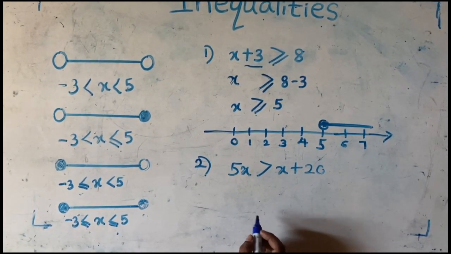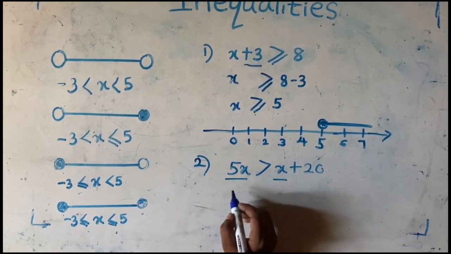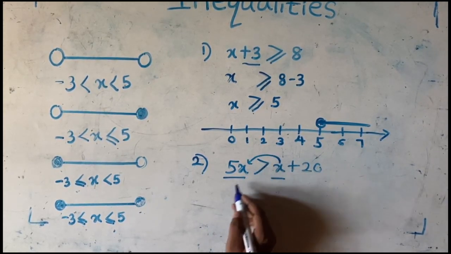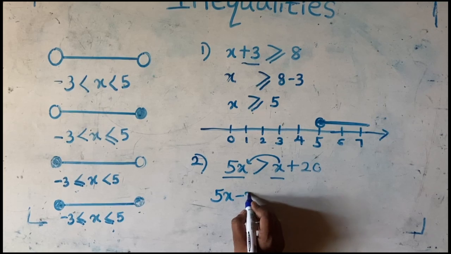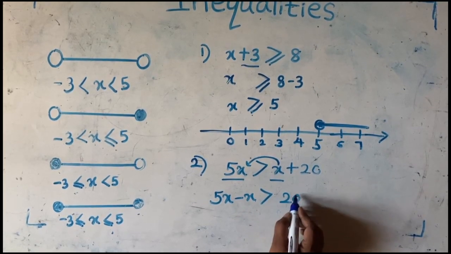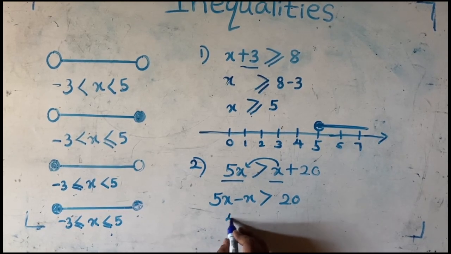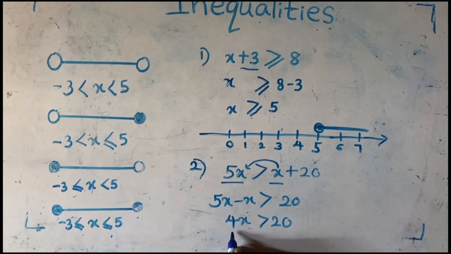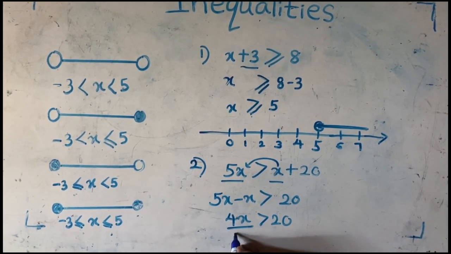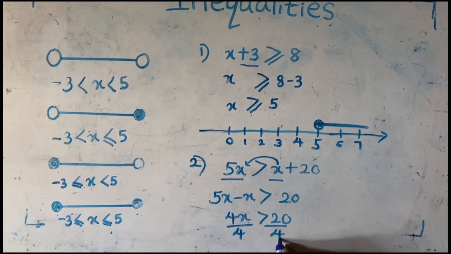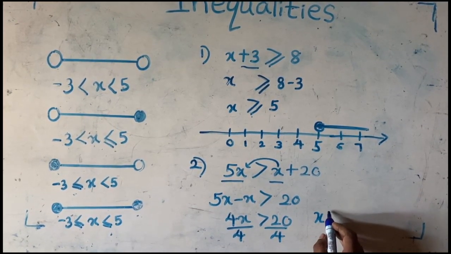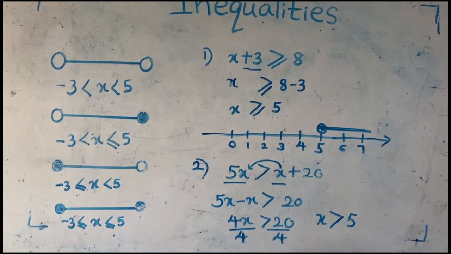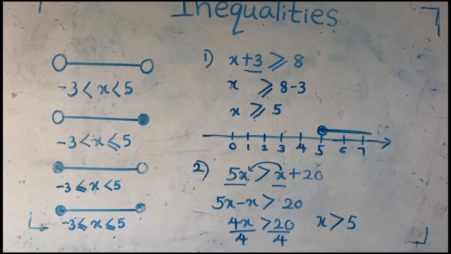If you get such a question, see here 5x is there, here x is there. We are taking all the x to one side. It's better to take this x to this side. Then 5x subtract x is greater than 20. Now here 4x is greater than 20. Then I want to get only the value of x, so I divide both sides by 4. Then I can get the value x is greater than 5. Same as here, we can illustrate it on a number line.